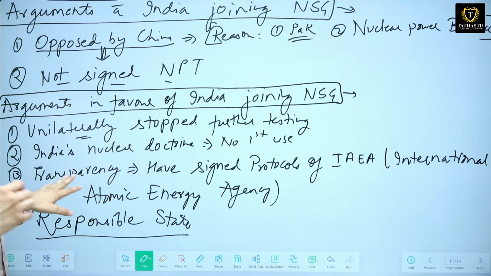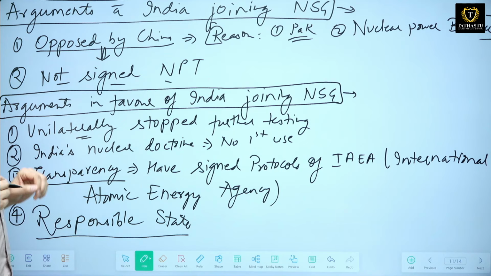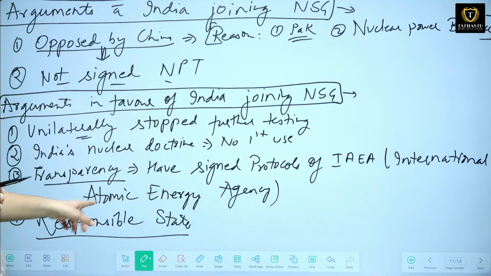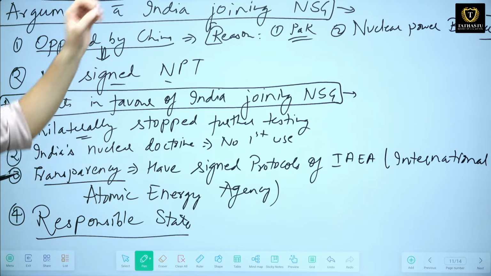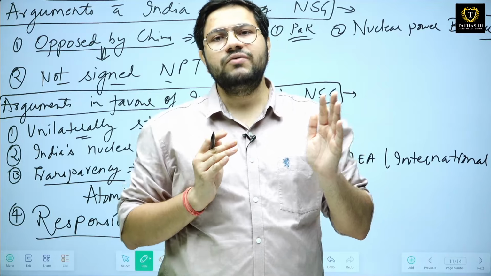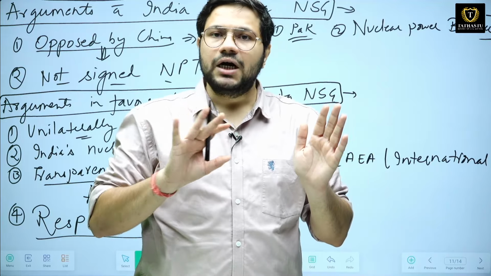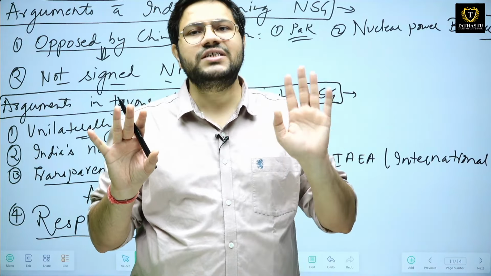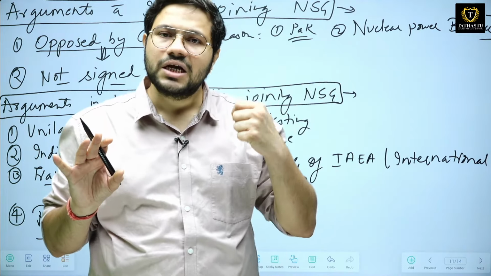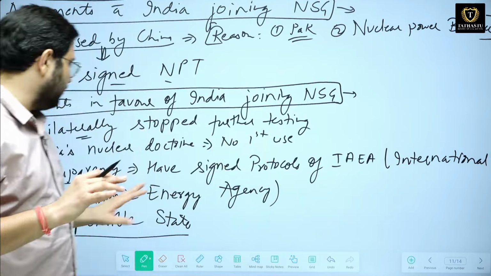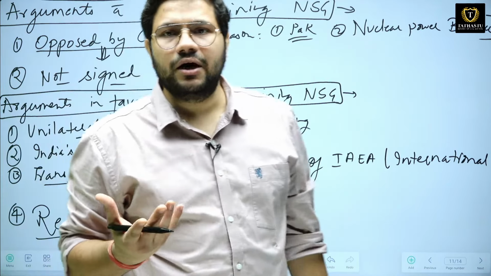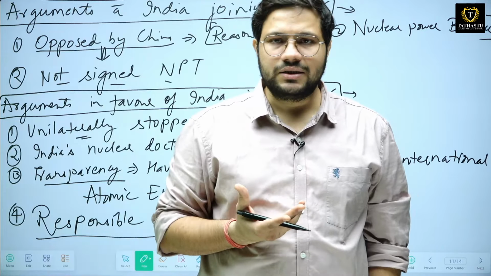Third, you can say that we are a very transparent country and we have already signed the protocol of the IAEA, that is, the International Atomic Energy Agency. We have already signed the protocols. We have bifurcated our civilian facilities from the military facilities, and the civilian facilities are being watched by the IAEA, and we have allowed them. So this is something we have done on our own. Fourth, we are a responsible state, as has been said by the USA and other nations.